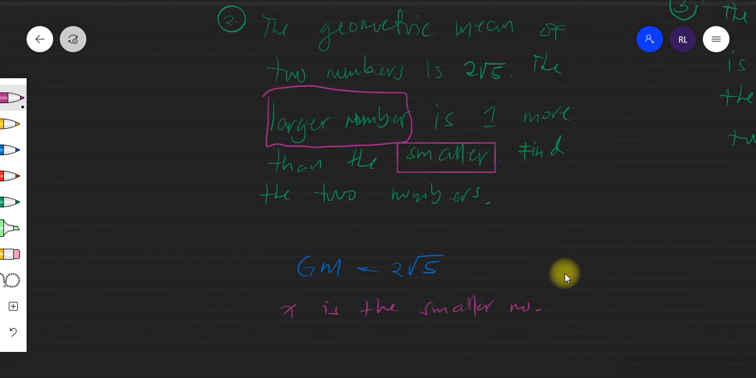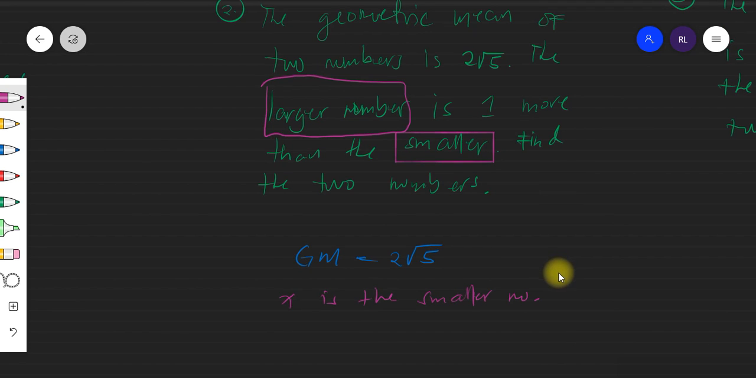Now what is our larger number? Because we can represent this with x, this is already x, the smaller number. The larger number is 1 more than the smaller. What's the smaller? x. So the larger number is 1 more than x. The word more means you just simply add 1, meaning we have x plus 1. This is our second number, the larger number.